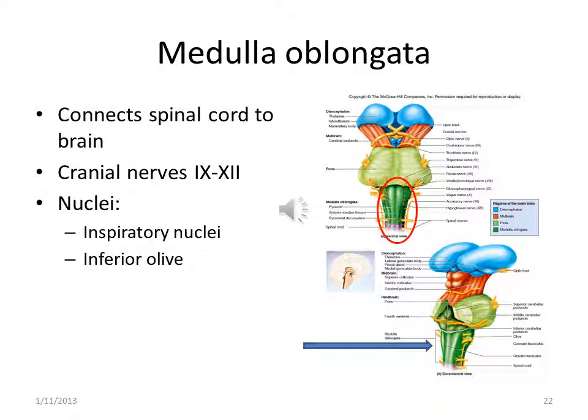The most inferior part of the brainstem is the medulla oblongata. It's shown inside the red circle and by the blue arrow on the slides. This is the most inferior part, and it connects the rest of the brain to the spinal cord. Cranial nerves 9, 10, 11, and 12 emerge from the medulla, and there are 2 major nuclei to learn in the medulla oblongata: nuclei for respiration and a little structure called the inferior olive.